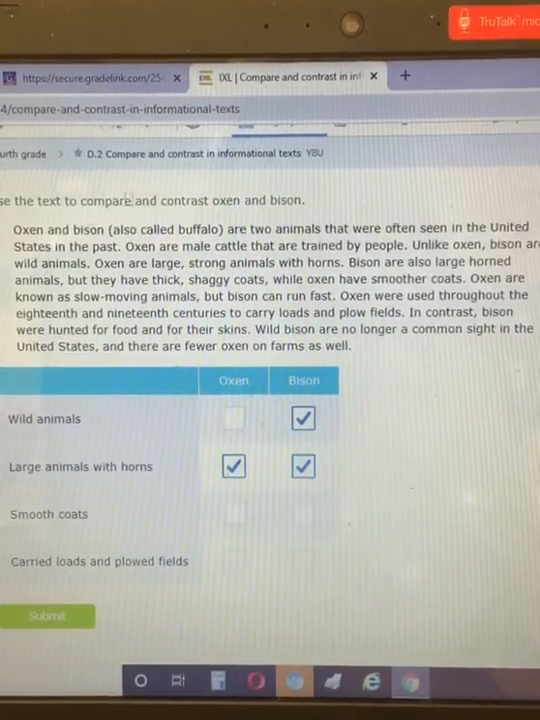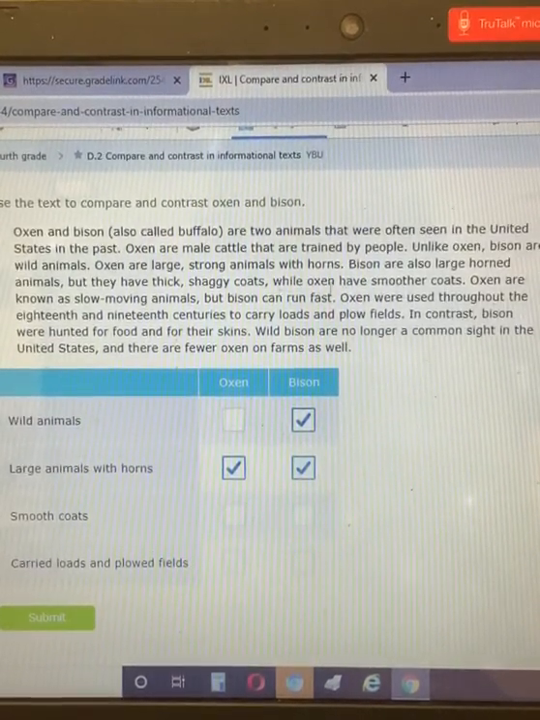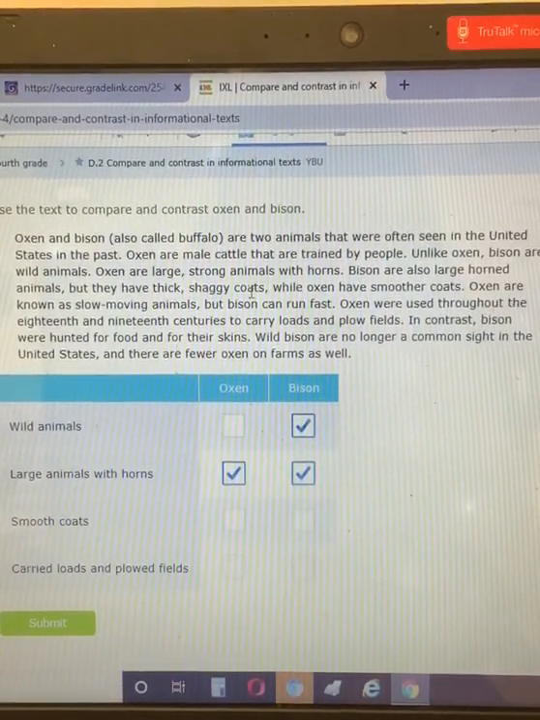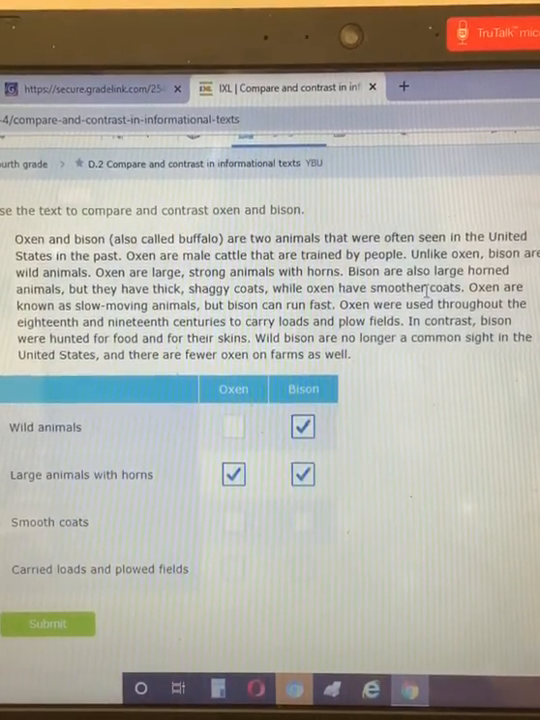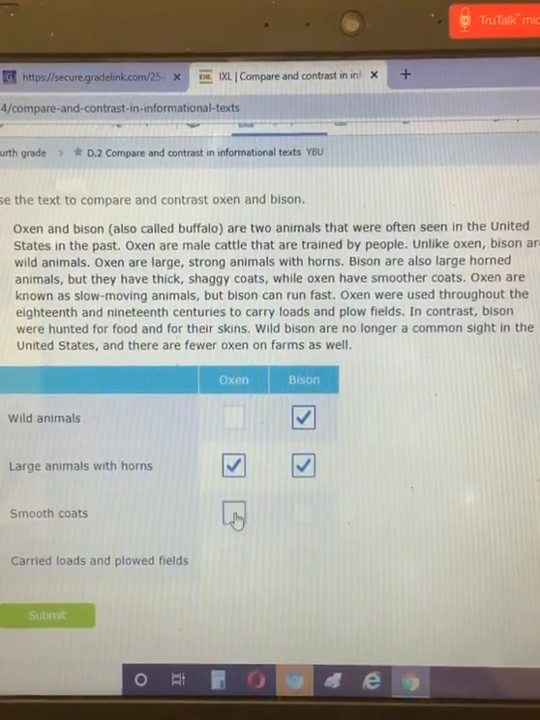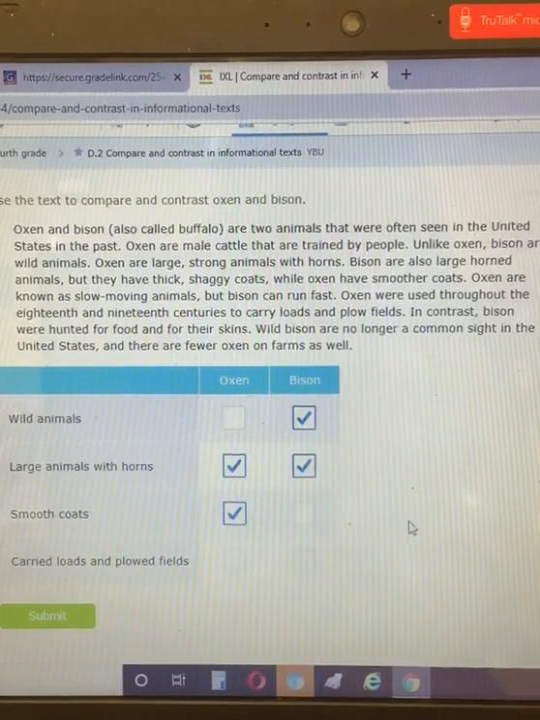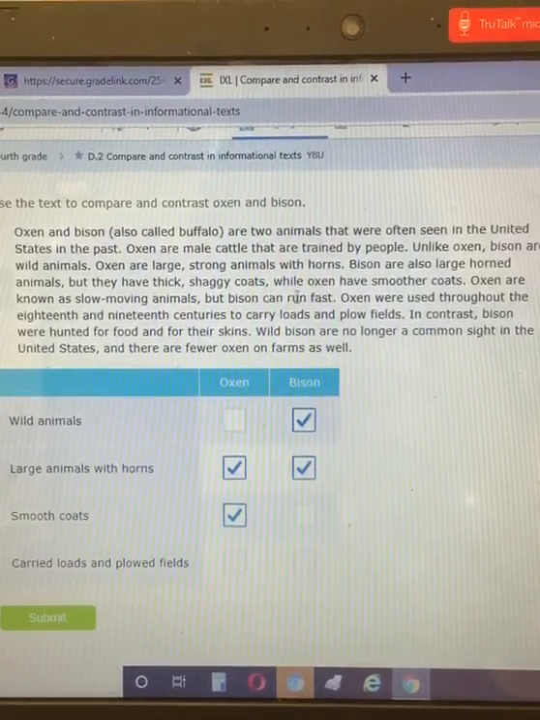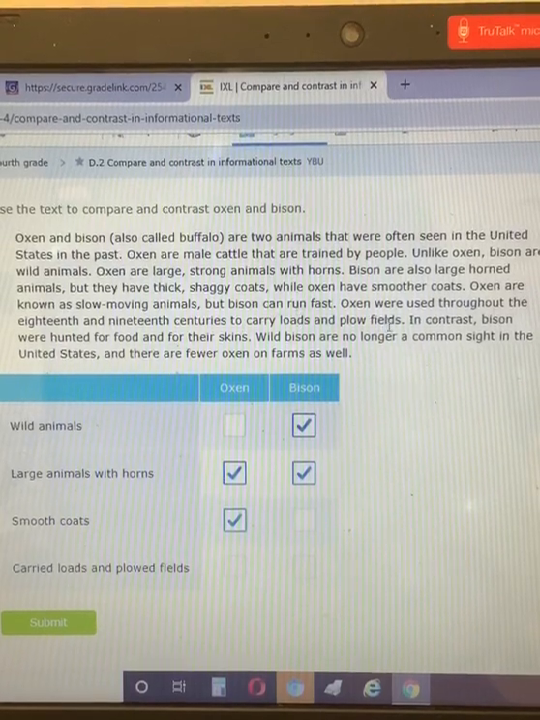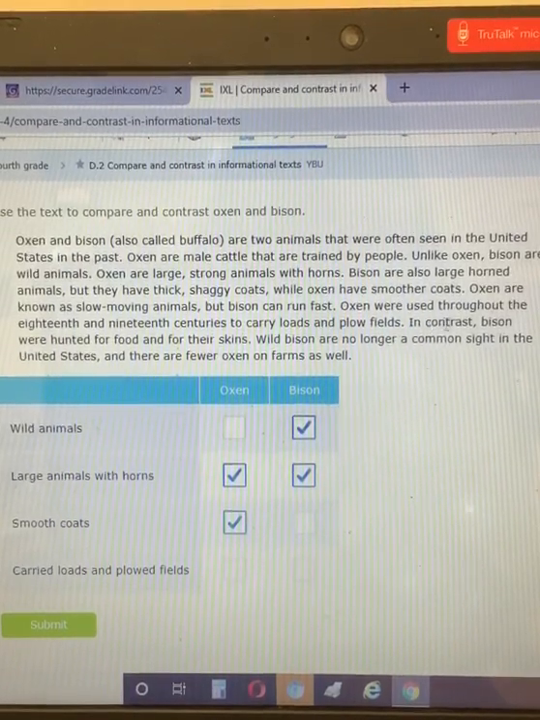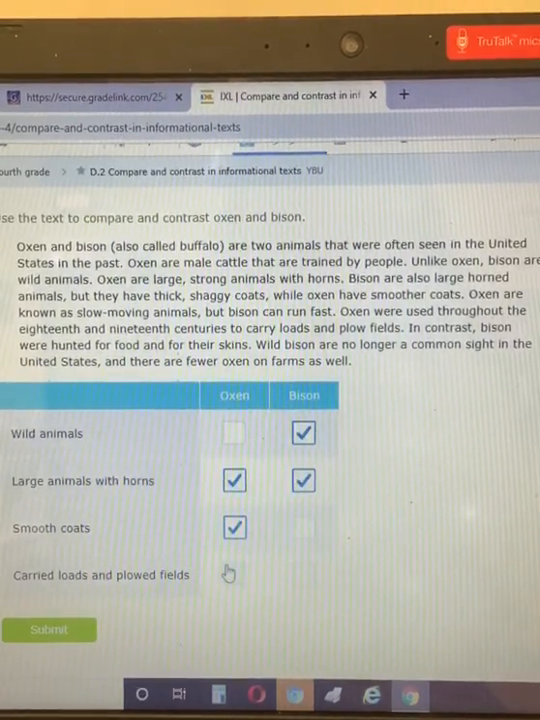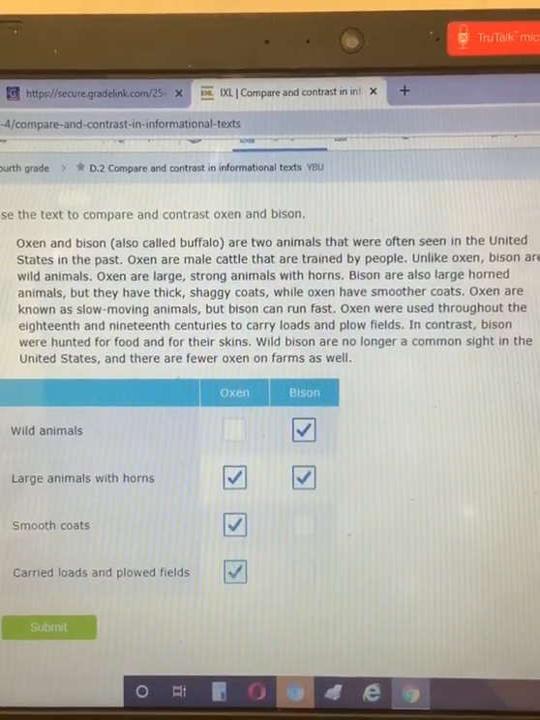Smooth coats. Bison are also large horned animals, but they have thick, shaggy coats, while oxen have smoother coats. So smooth coats would be the oxen. Carried loads and plowed fields. Oxen were used throughout the 18th and 19th century to carry loads and plow fields. In contrast, bison were hunted, so that would only be the oxen.